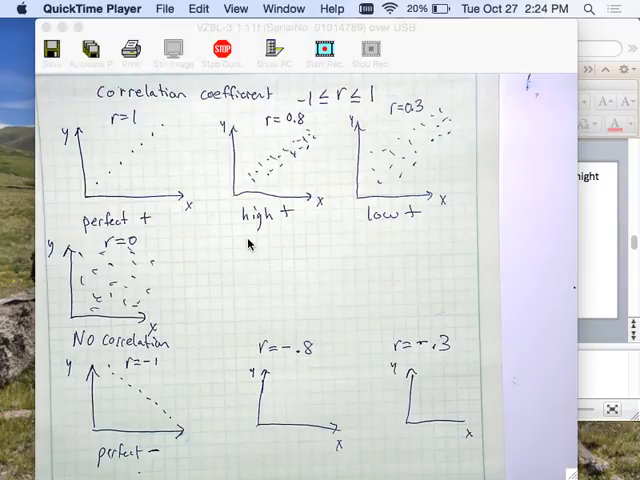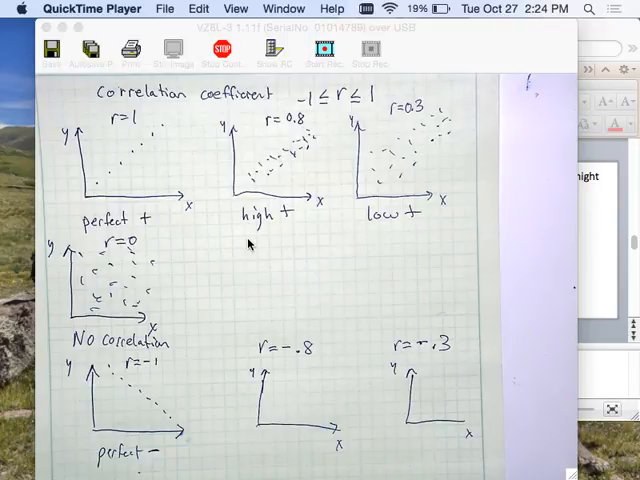So, correlation, question, yeah? Does it always have to be linear? A correlation, yes. So if you had a nonlinear correlation, that would not be calculated with the correlation coefficient. So correlation, we have positive and negative, strong versus weak.